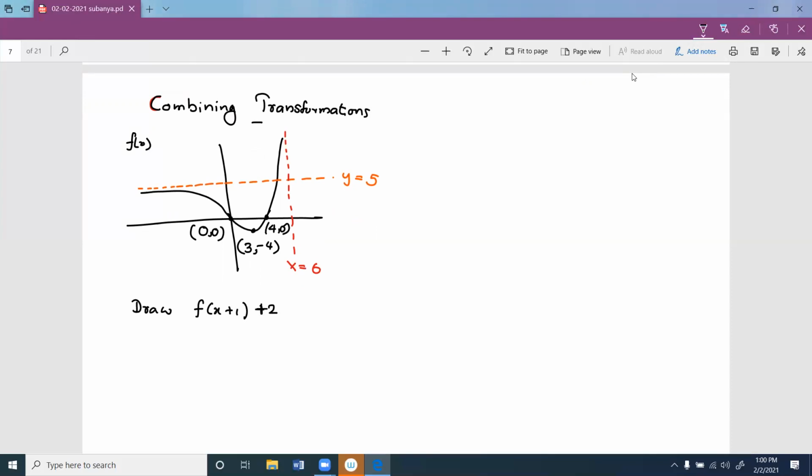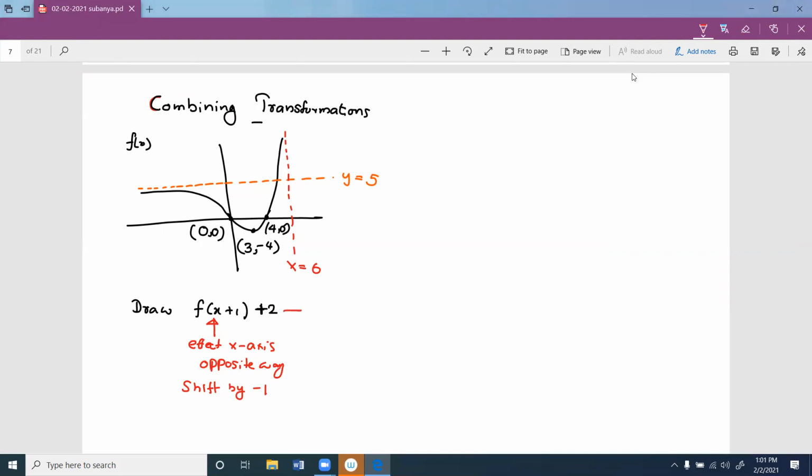But in this case, from our AS level work, we know that this transformation here, x plus 1, affects the x-axis. X transformations work the opposite way. That means x plus 1 does not shift x to the positive side; it is the opposite operation. So you can say shift by minus 1.